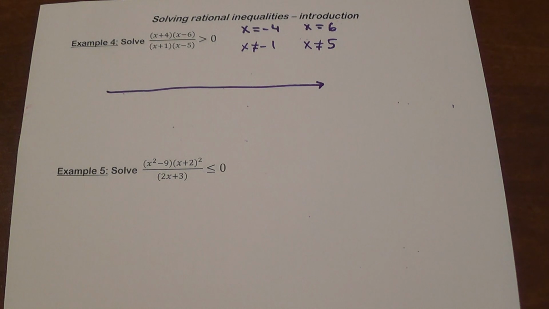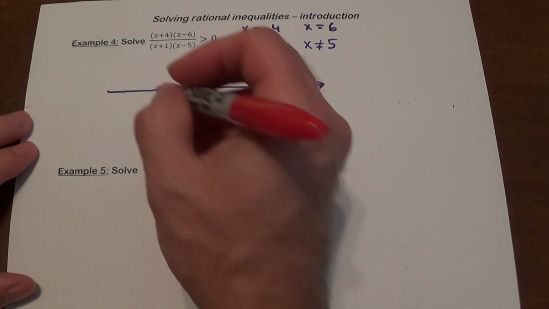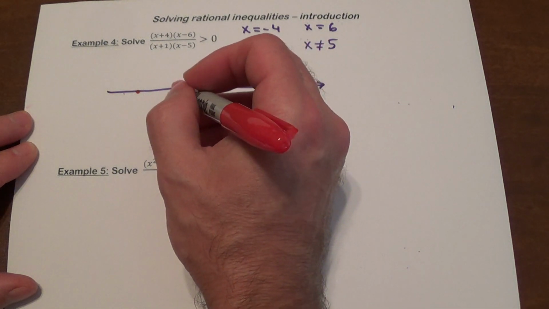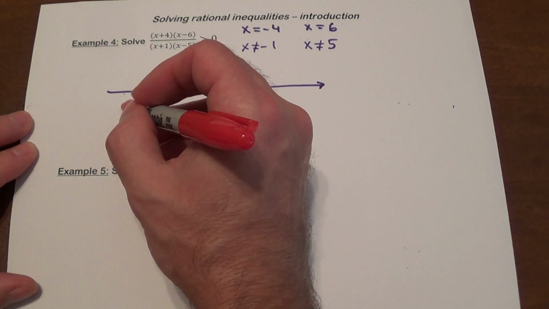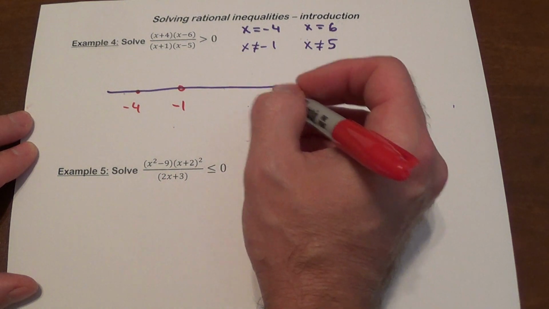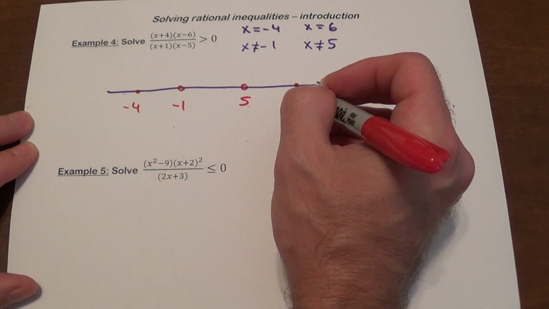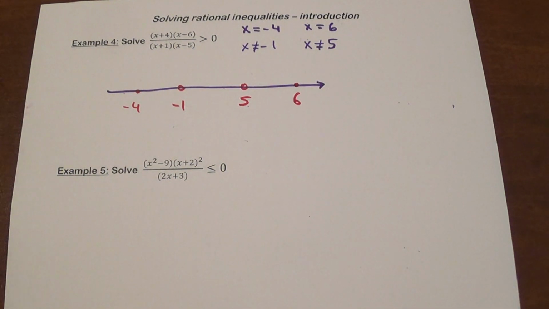So we have, starting on the far left, negative 4, which is a good number. Then we have negative 1, which is an excluded value. So negative 4, negative 1. Then we have 5, which is also an excluded value. And we have 6, which is our 0.